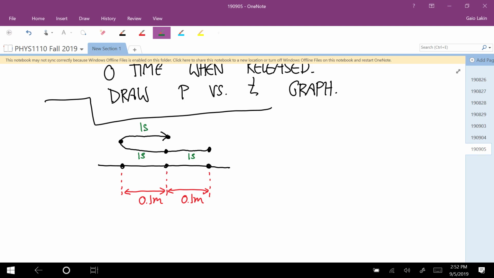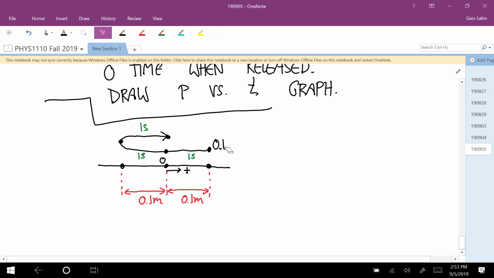So now we're going to get into our choices of 0 position, positive direction, and 0 time. We chose our 0 position to be at the middle. And we chose the positive direction to be to the right. So if you start at 0 and go 0.1 meters in the positive direction, what's the position for that point at the right? Yep, that's positive 0.1 meters.